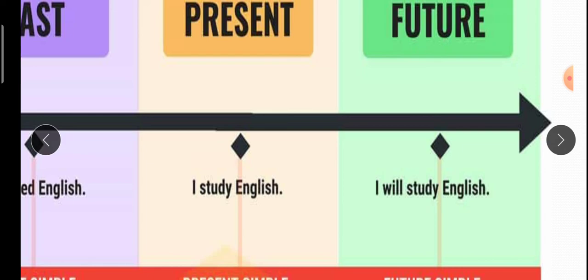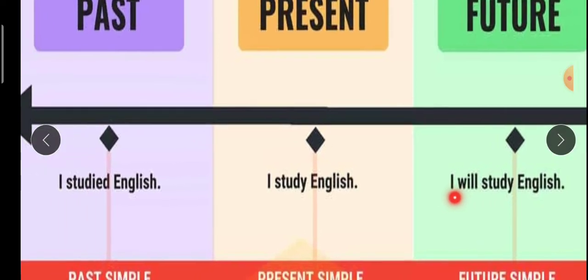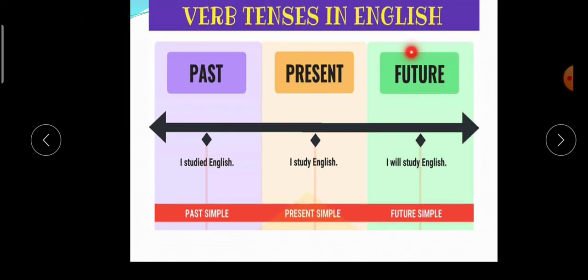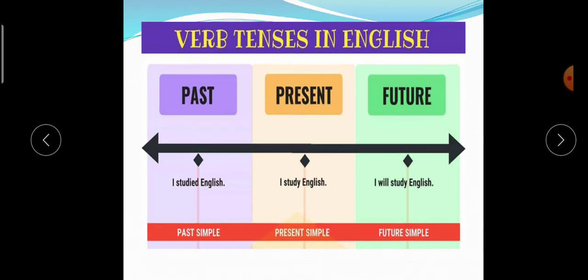Last year, right? And then will study. This is a new thing. This is the future form. Whenever we talk about future, we add will or shall because we are predicting it. We are thinking that I will study. Okay, so it's kind of promising that I will do that.